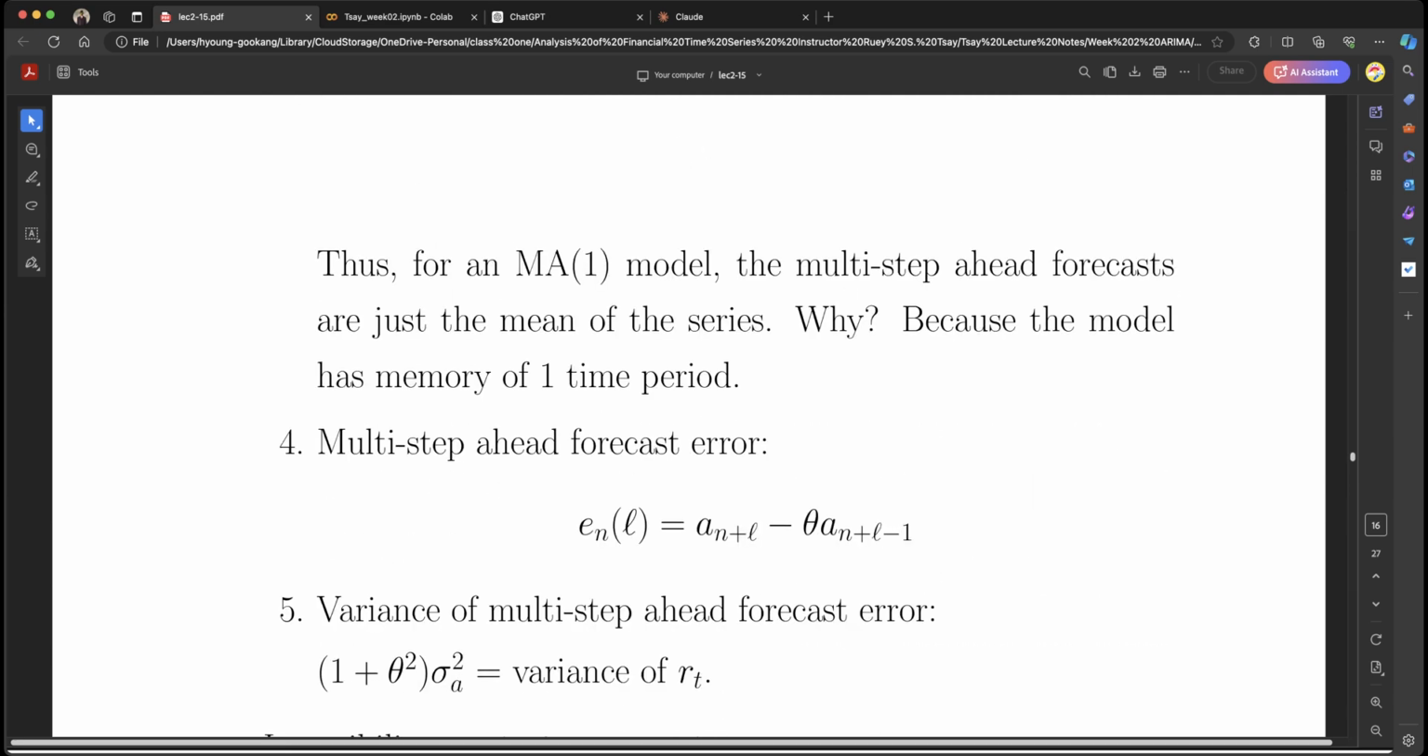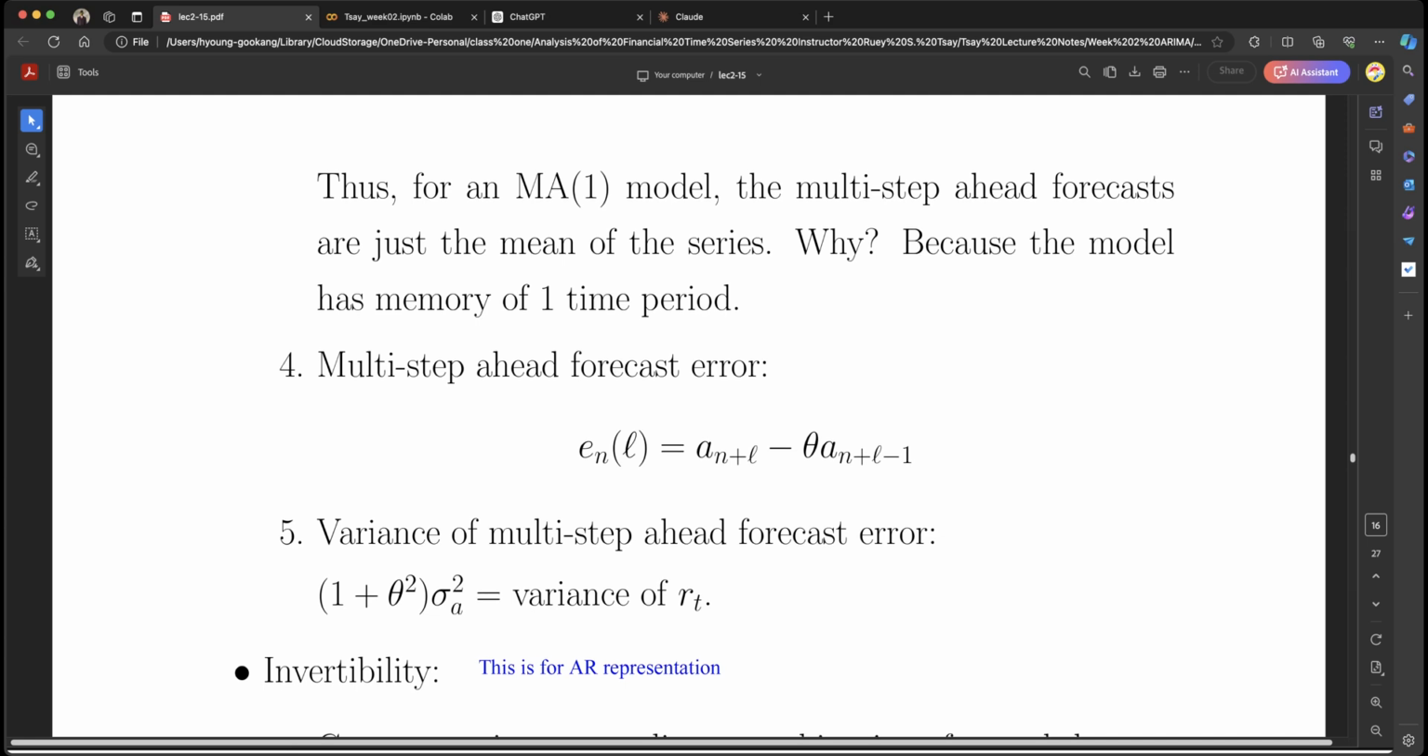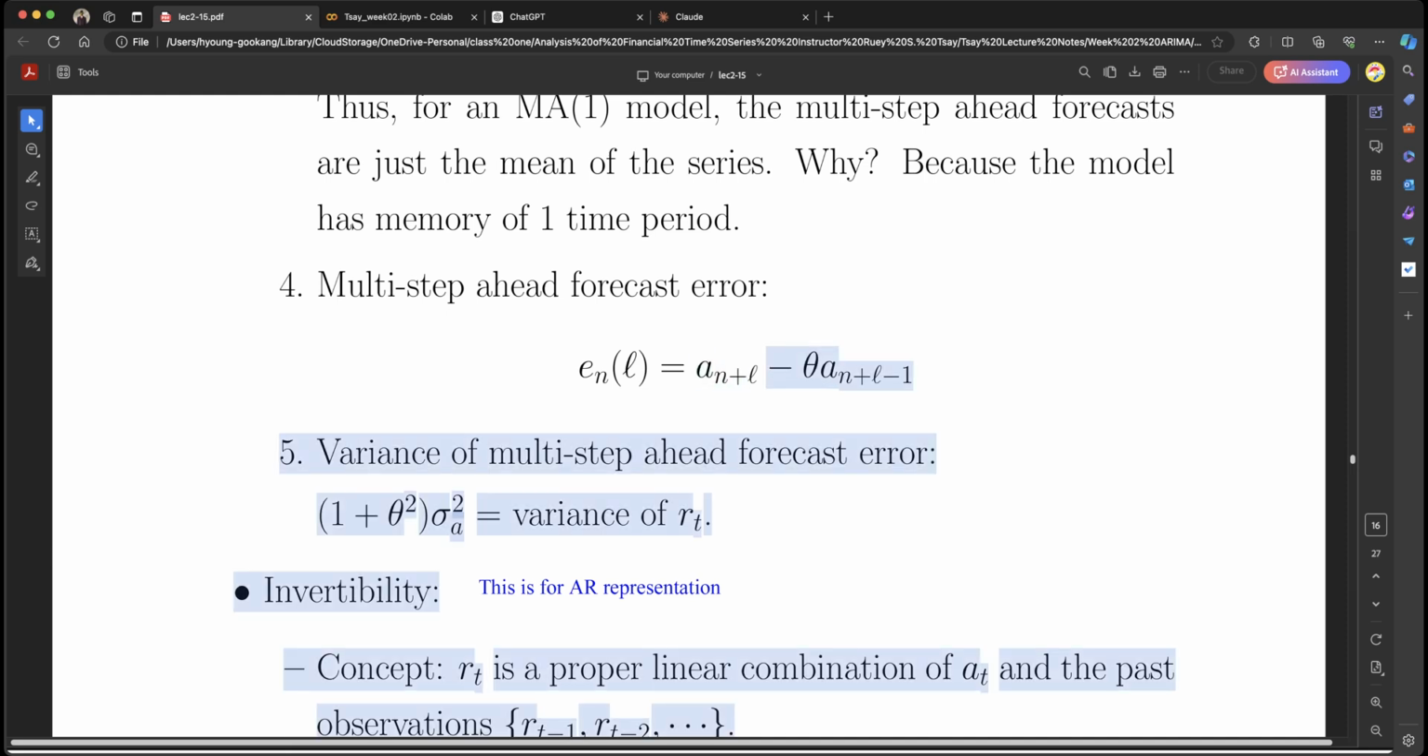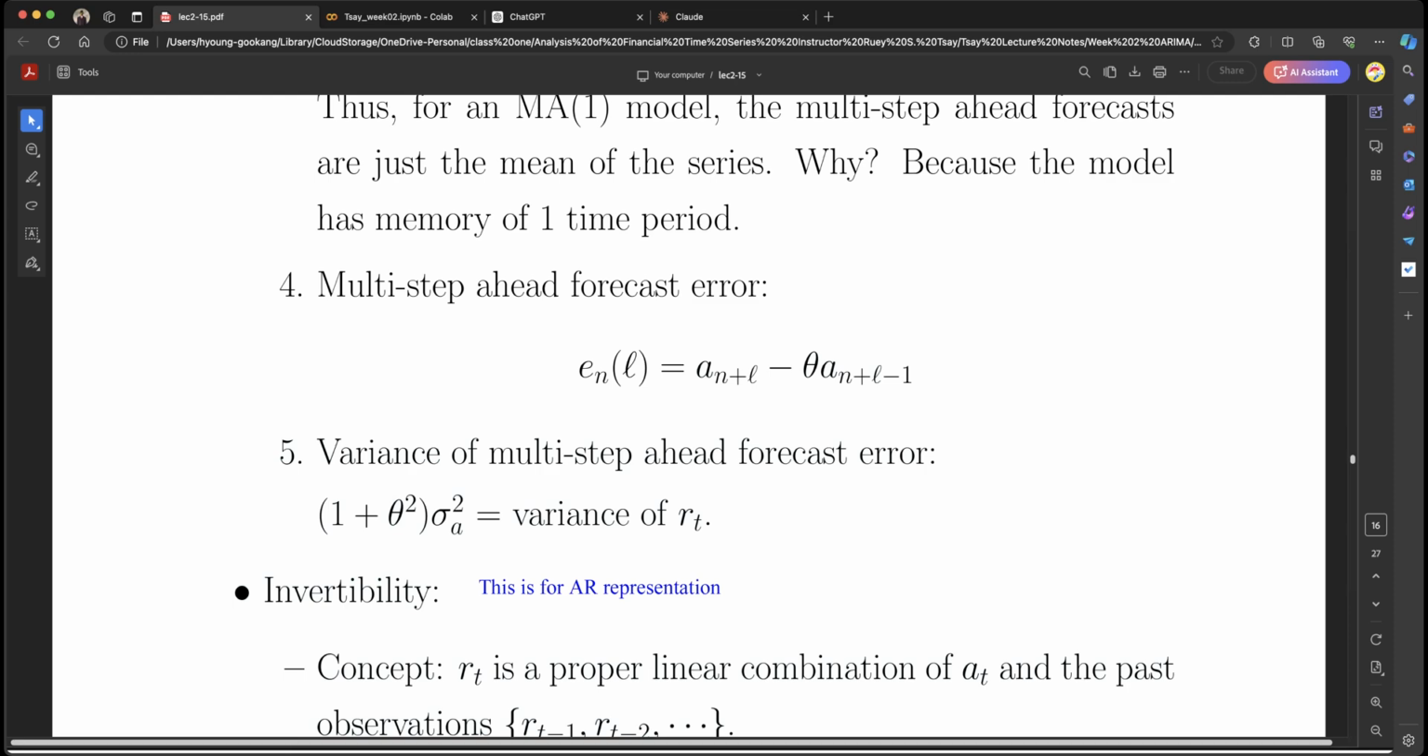Thus for an MA(1) model, the multi-step ahead forecast is just the mean of the series, because the model has memory of one time period. Now the multi-step ahead forecast error is of course e_n(l) = a_n+l minus theta a_n+l-1. The variance of the multi-step ahead forecast error would be something like this, because each a has variance sigma_a squared, so then squaring this, we have theta squared.